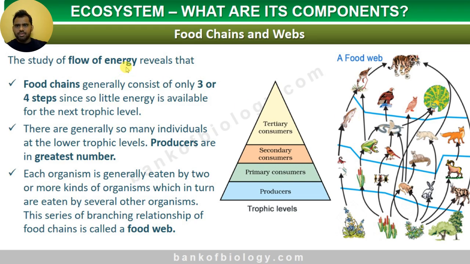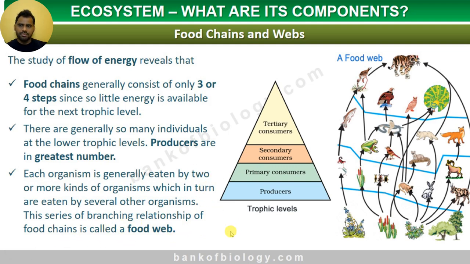The study of flow of energy reveals that food chains generally consist of only 3 or 4 steps, since little energy is available for the next trophic level as the energy is getting lost. There are generally so many individuals at lower trophic levels. Producers are the greatest in number. Each organism is generally eaten by 2 or more kinds of organisms, which in turn are eaten by several other organisms. This branching relationship of food chains is called a food web.